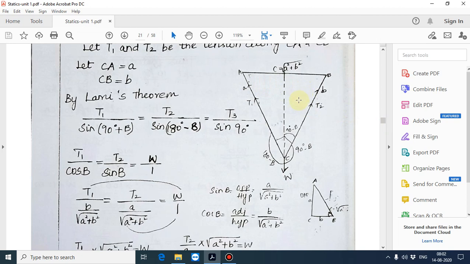A, B, C and two strings, that is T1 and T2 along CA and CB. The value of C they have given: C is equal to square root of A square plus B square. It's a distance. Here the weight W is down.